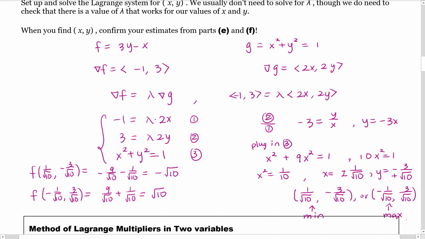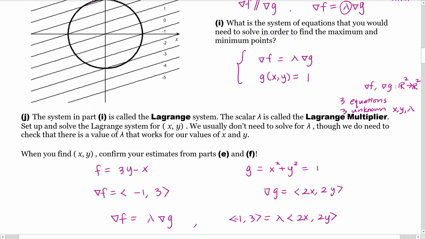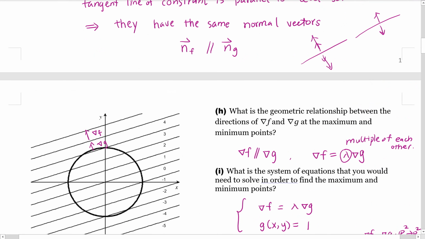Let's see. So what is this guy? So 1 over root 10 is approximately, sorry, root 10 is approximately 3.16. So this is approximately negative 3.16. So let's check our answer.